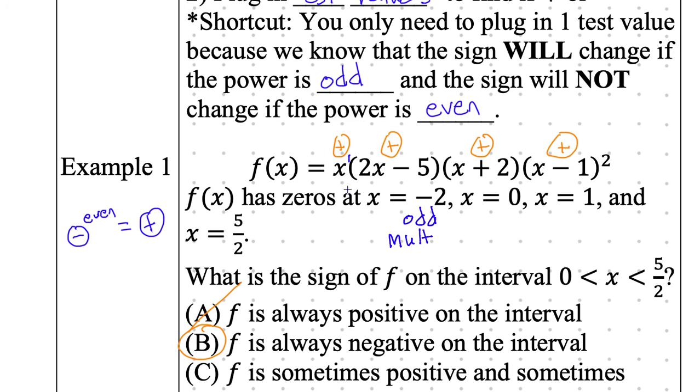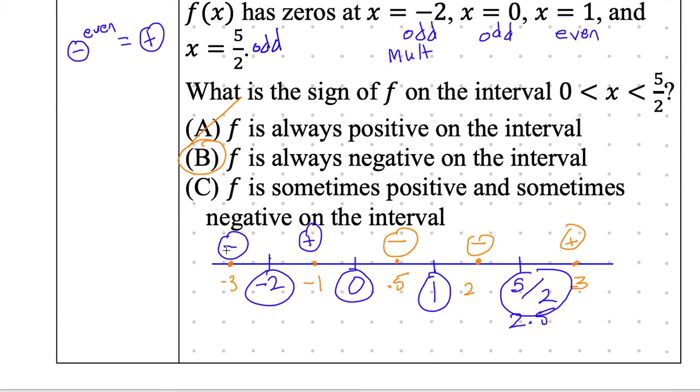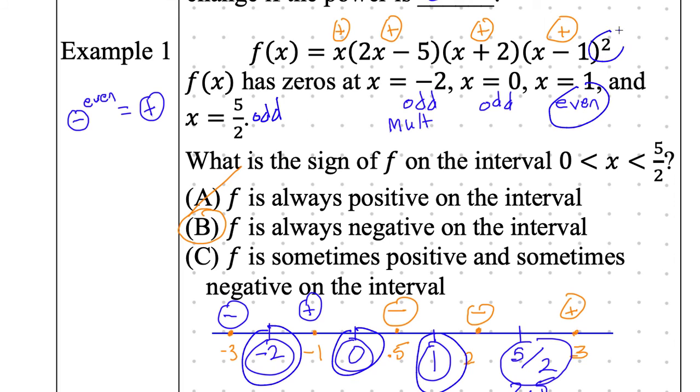0 is to the power of 1, which is an odd multiplicity. 1 was an even multiplicity because it had a power of 2. And finally, 5/2 came from 2x minus 5, which has an odd multiplicity. That means that the sign will change over -2, over 0, over 5/2, but not over 1. Check it out. It flip-flops every single time, -2, 0, but it does not flip-flop over 1 because it has an even multiplicity. It stays negative and negative.